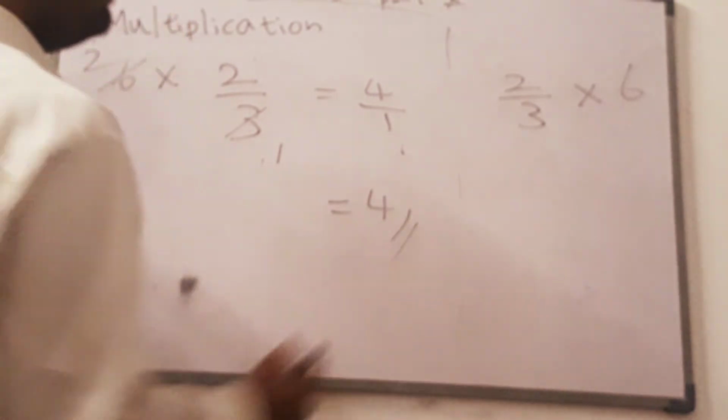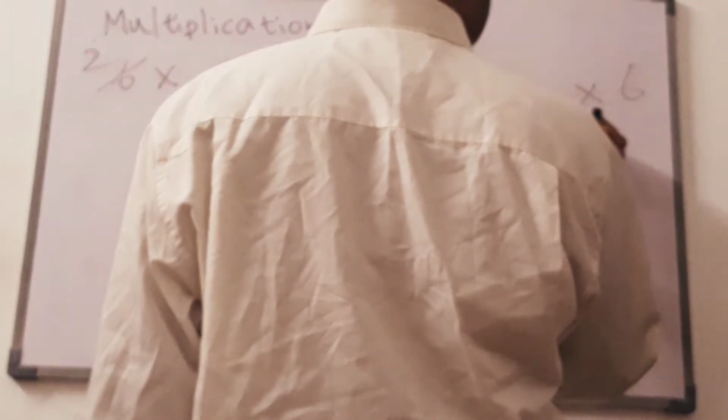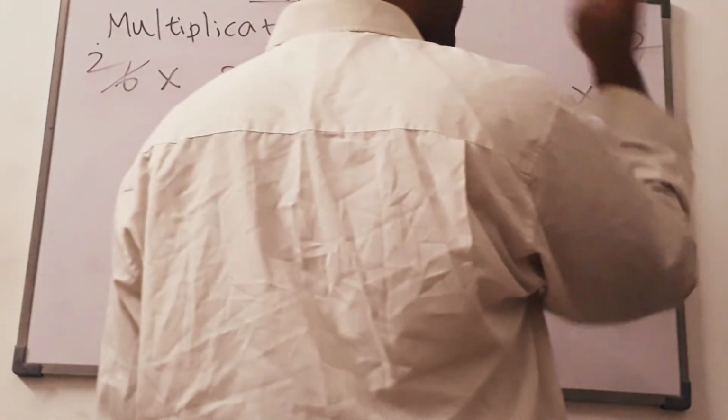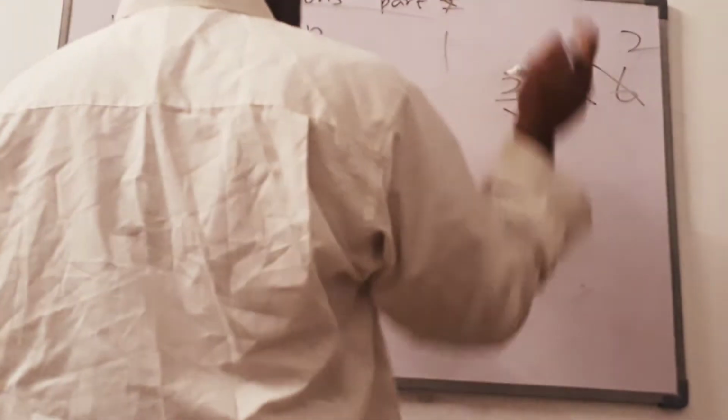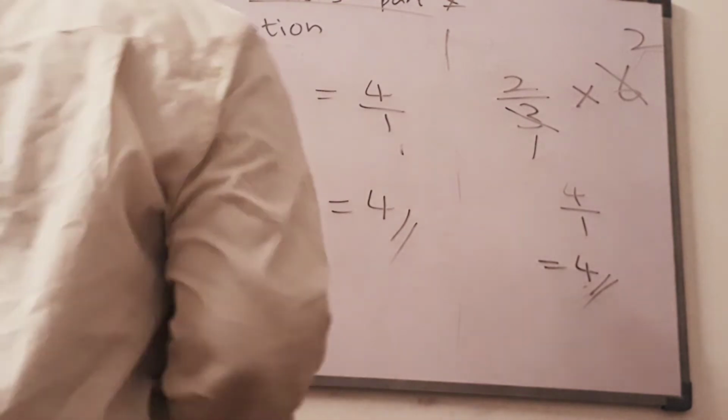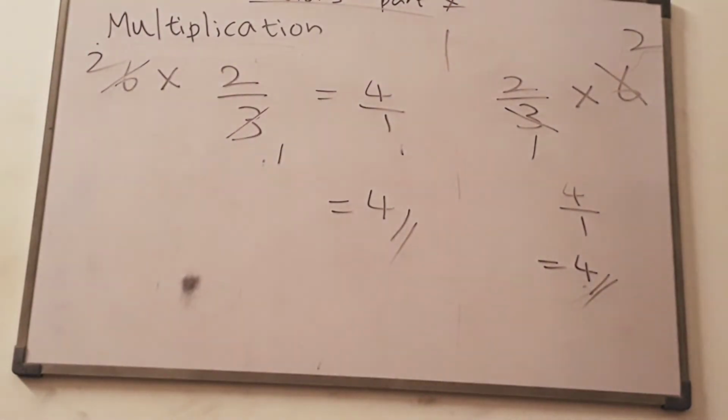Answer is 4. Here also we can simplify 3 and 6. In 3 there's 1 3. 6 means there are 2 3s. So both are divisible by 3. So 2 times 2 is 4. Divide by 1. Answer is 4. Next.